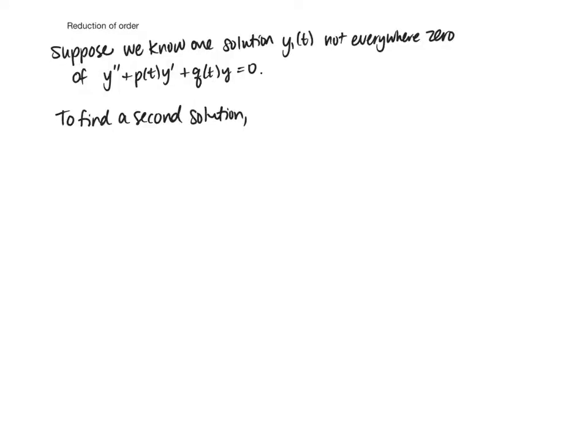I want to let y of t equal some v of t times y1 of t. Okay, so if I do that, then y prime is going to be, I'm going to have to use the chain rule. So I could do v of t, y1 prime of t, plus v prime of t, y1 of t.